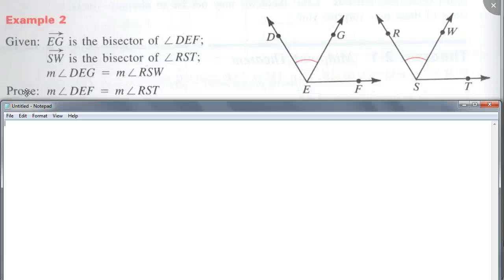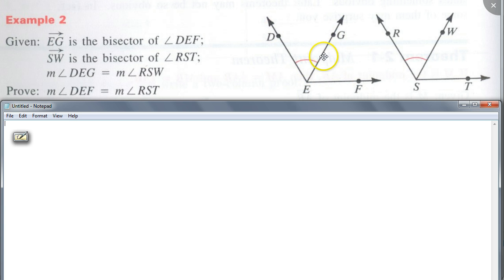Here we go. So, Brianna, what do you think? Does this proof make sense? What they're asking us to prove? How can you explain that to us? Angle DEG, angle RSW, they're congruent, aren't they? So this angle right here, they're congruent. And then that's like bisecting. Exactly. This EG is bisecting the whole angle.